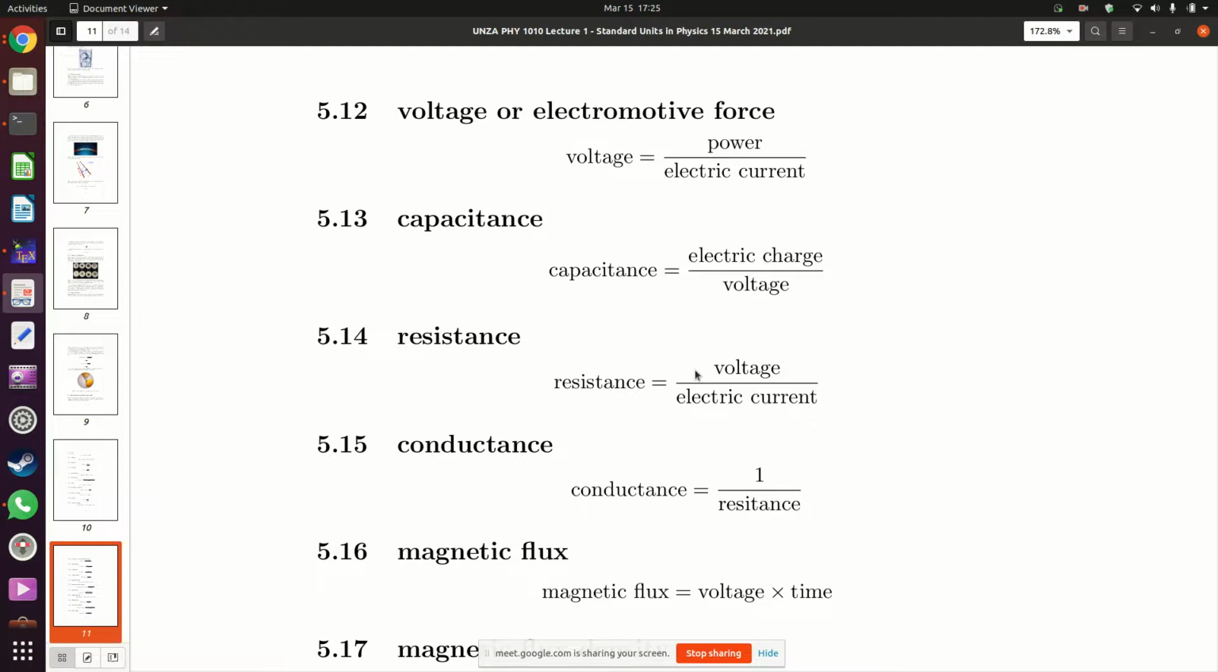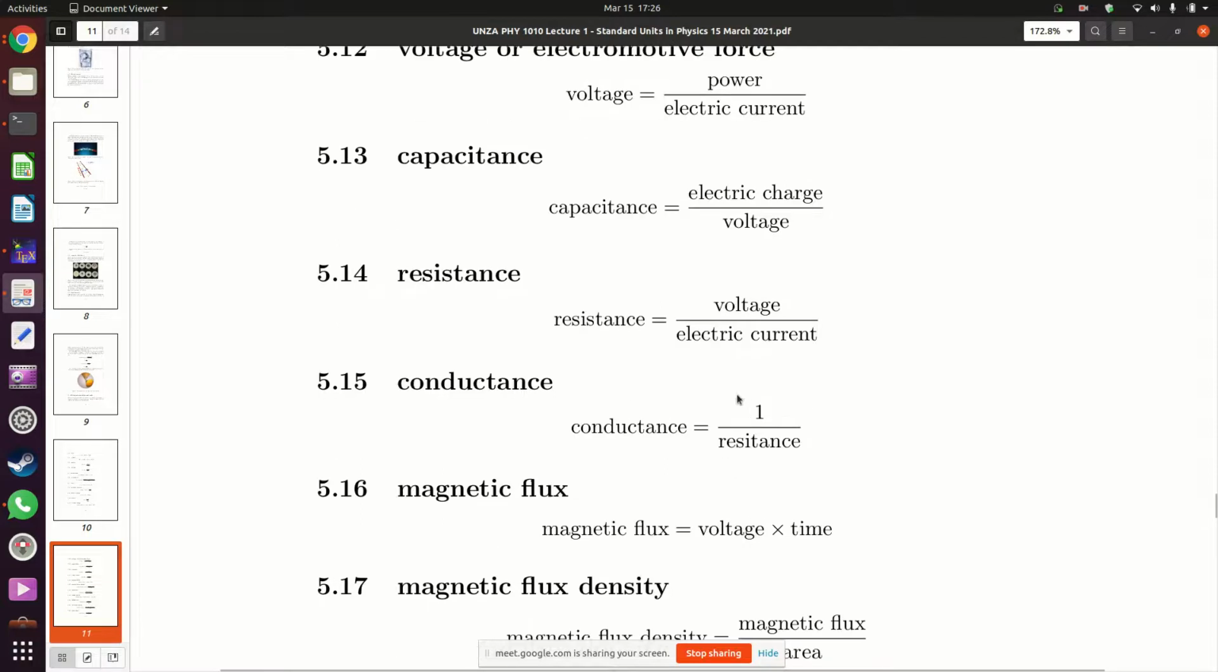And then there's another physical quantity called conductance. Conductance is basically a measure of how good a component is as a conductor of electricity. And how do we define conductance? Conductance is equal to 1 divided by the resistance. If the resistance increases, then the conductance reduces. If the resistance reduces, then the conductance increases. So that's a division.